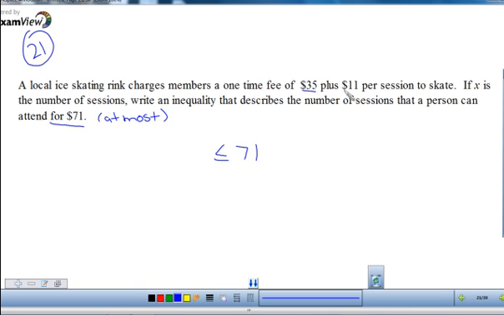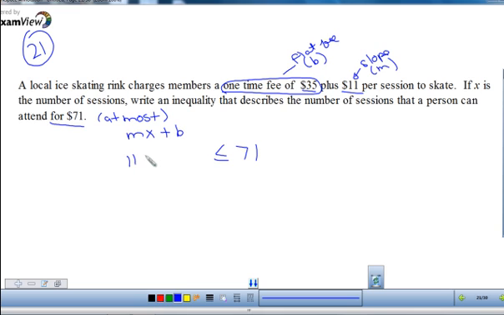So now out of the 35 and 11, I need to figure out which one's my flat fee. So you have a one-time fee of $35. So that is your flat fee. So that is your y-intercept. So therefore, 11 has to be my slope. So it's going to be, remember, it's mx plus b. So it's going to be 11x plus 35 has to be less than or equal to 71.